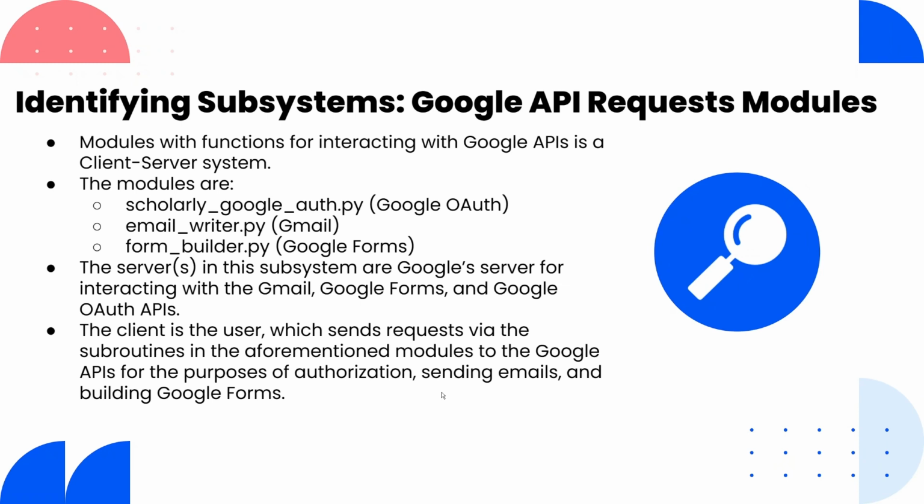And the last subsystem our system has is the Google API request modules. When you put all those modules together, they're pretty much one subsystem, and it's pretty much a client-server system because the client is our user, or pretty much our application, and it communicates with Google servers or Google APIs for the purposes of sending emails, creating Google Forms, and authenticating the user with their Google account. The client is the user in this case, which sends requests via subroutines and the aforementioned modules.